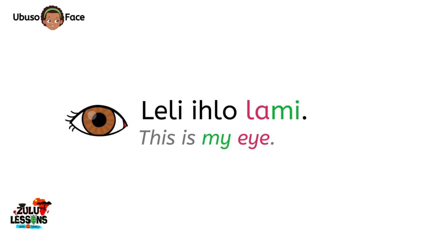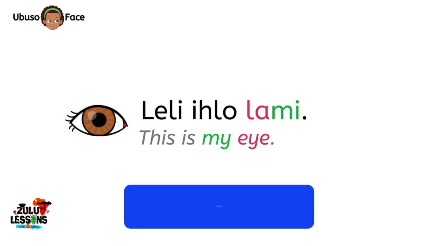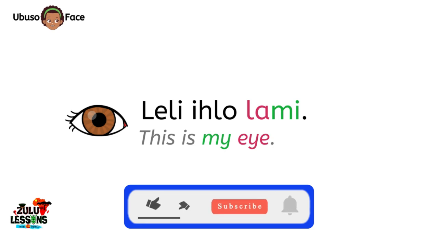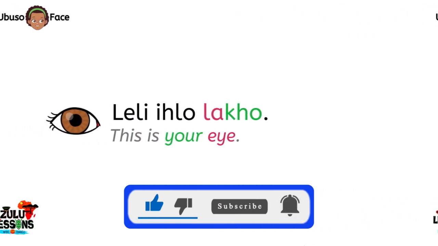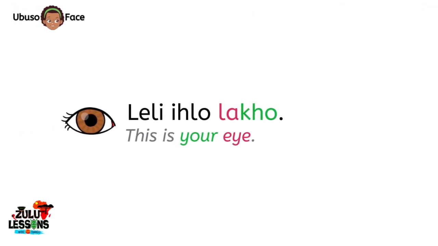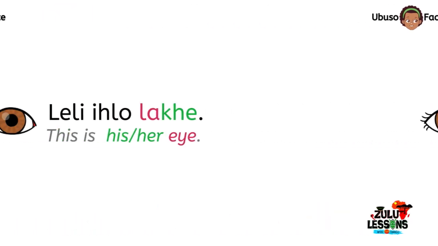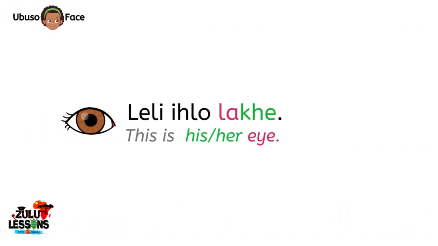And then we are saying ihlo lami. So that la refers to the eye, ihlo, and then the me refers to myself. So this is my eye. But what about your eye? I'm sure you get the drift here. Leli ihlo lakho. This is your eye. What about his or her eye? Leli ihlo lakhe.